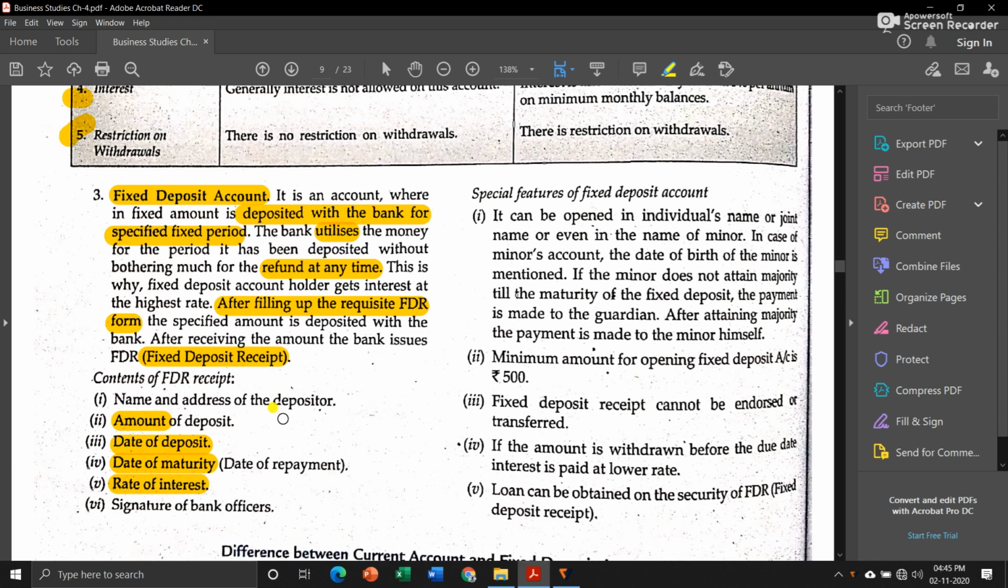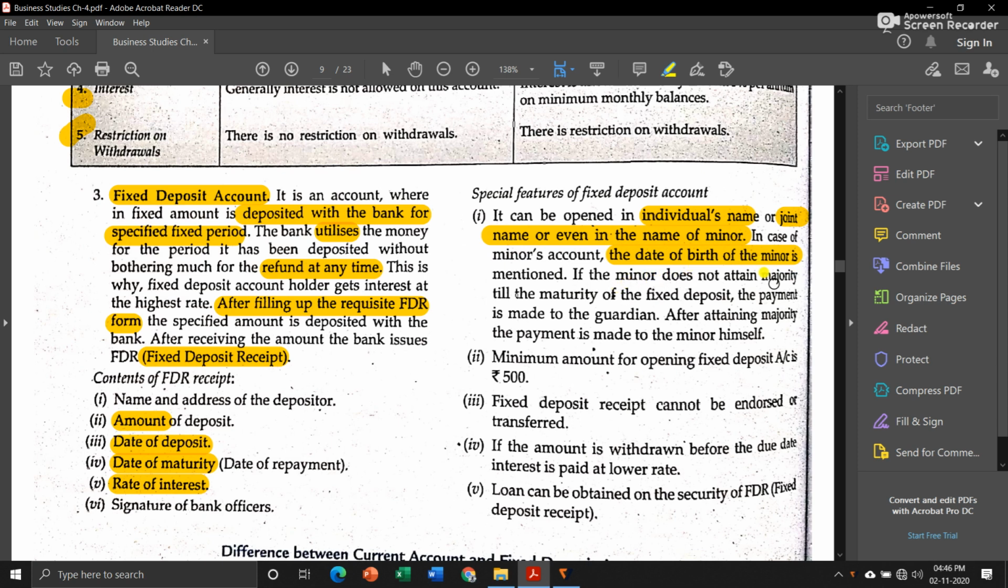Now, there are some special features of fixed deposit account. It can be opened in an individual's name or joint name, or even in the name of a minor. There is no restriction that a minor cannot open a fixed deposit account. Means the guardians can open a fixed deposit account in the name of the minor. Now, in case of a minor's account, the date of birth of the minor should be mentioned in the form.